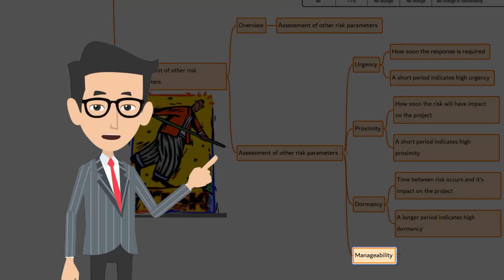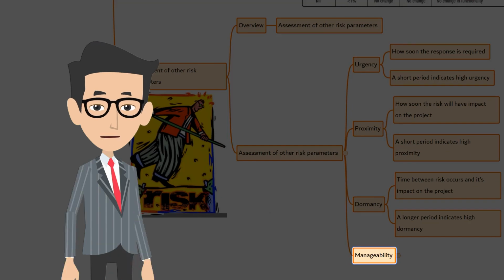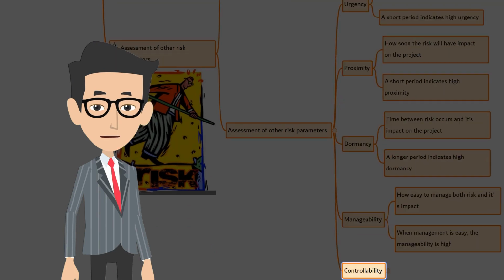Manageability. How easily both the risk and impact can be managed by the risk owners in case it occurs. When management is easy, the manageability is high. Controllability. The degree to which the risk owner is able to control the risk outcome or its impacts. Where the outcome can be easily controlled, then the controllability is high.